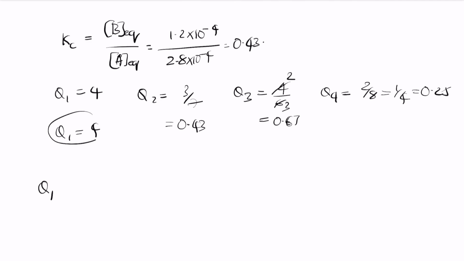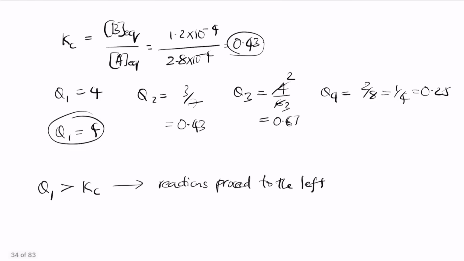So the first condition is Q1 and K. Notice that Q1 is 4 and Kc is 0.43, so we can write that Q1 is greater than Kc. When Q is greater than K, what will happen to the reaction? The reaction proceeds to the left, which means that it is going towards the reactants.